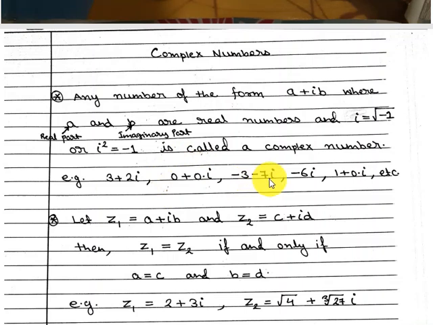-3 -7 into i, this is a complex number where -3 is the real part, -7 is the imaginary part. Then -6i: if you compare this -6i with a plus ib, you don't see a over here. In place of b you can see it's -6. That means in place of a, 0 is there. So this number is nothing but 0 plus -6i. Then 1 plus 0 into i, this is also a complex number.